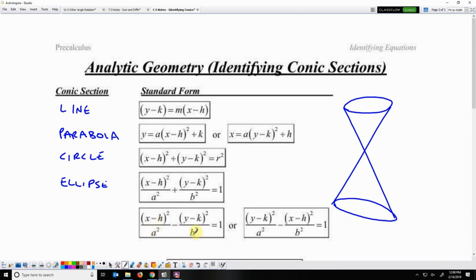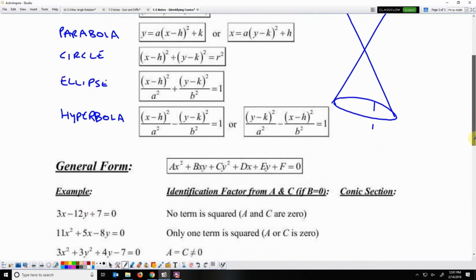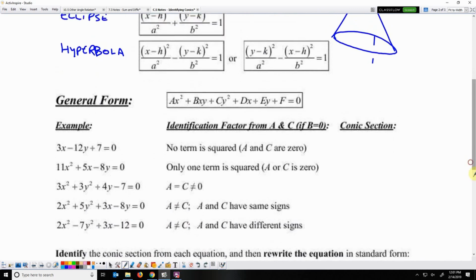And different horizontal and vertical stretches, both terms squared, with a minus, that is a hyperbola. And that comes from slicing this way, where I catch both edges, or both bases. The general form of any conic section is ax squared plus bxy plus cy squared plus dx plus ey plus f equals 0, and we are going to use that to identify what these equations would graph as.